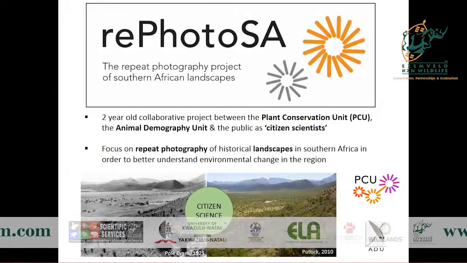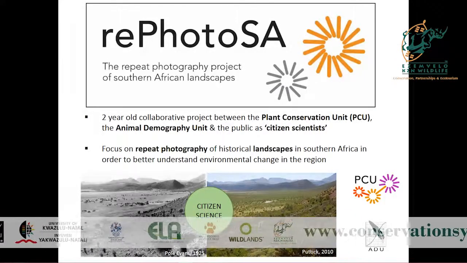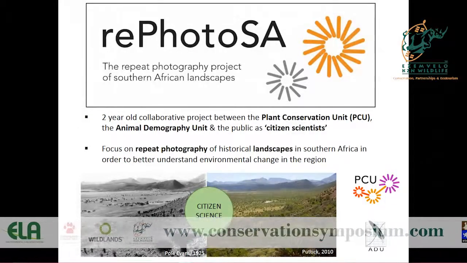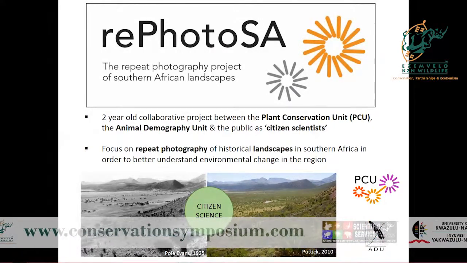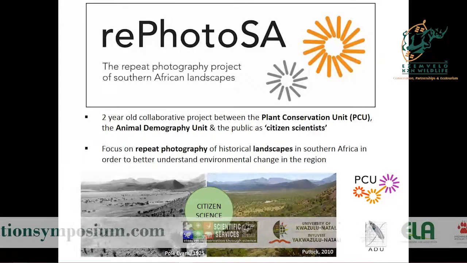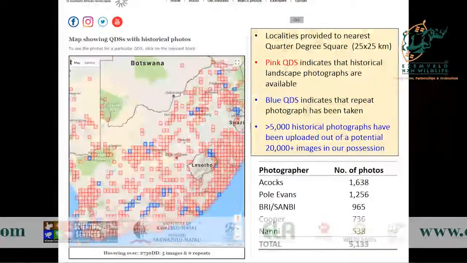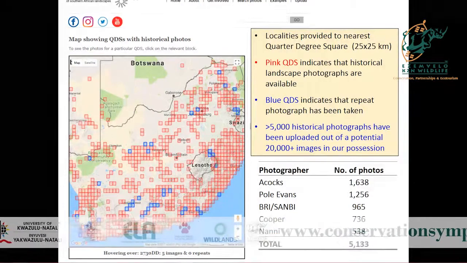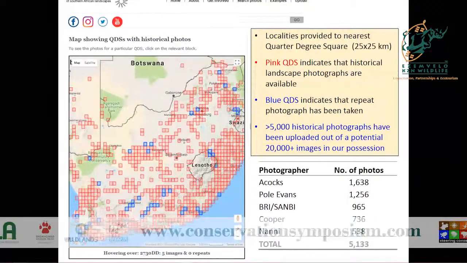We're trying to extend our program, not just to have us do all the work. We're trying to explore and have more citizen scientists involved. So we launched this thing called ReFoto SA, which is a collaboration between us and the Animal Demography Unit, and we're inviting citizen scientists to visit our website where we've put up about 5,000 old pictures, and each of these pink squares shows that there's at least one historical photograph, and these are some of the people who have added their photographs, including, of course, Ulrich Nanny here from the Drakensberg.